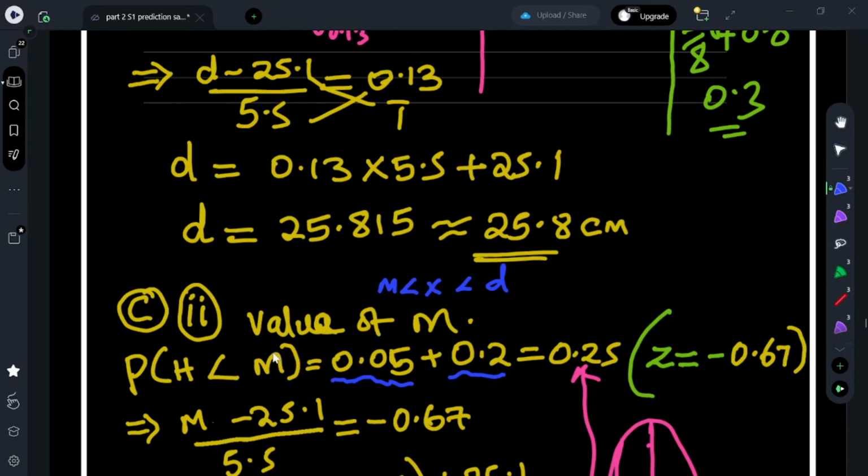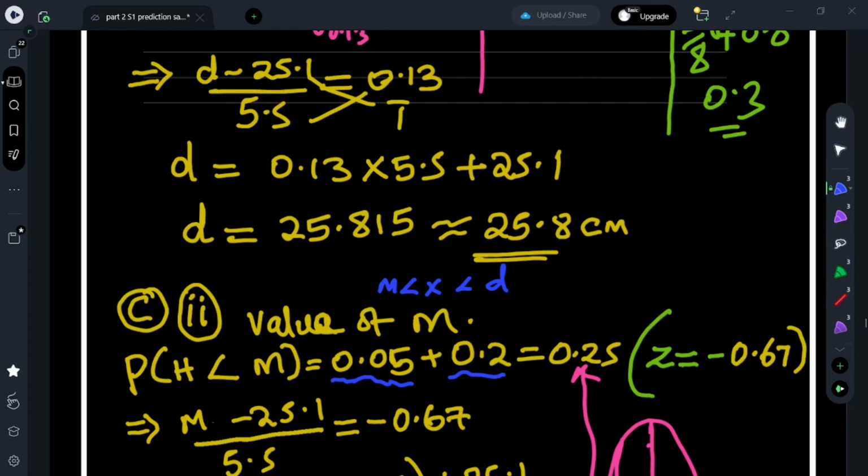Okay. So we have part C, Roman 2, the value of m. So we need to remember we have m less than x less than d. That is the range of height which the medium books can take. And we know the probability of the lower 5% was 0.05. 5% is just equivalent to 0.05. And up to 0.2.